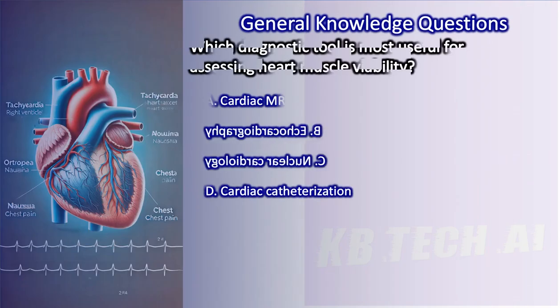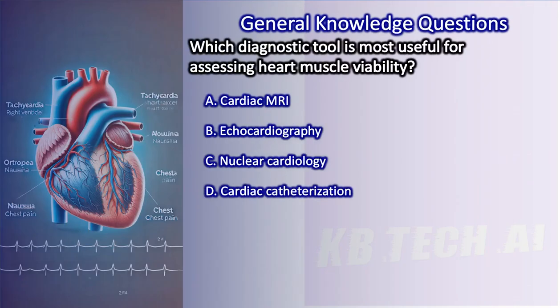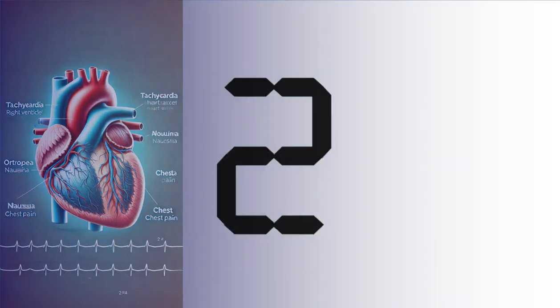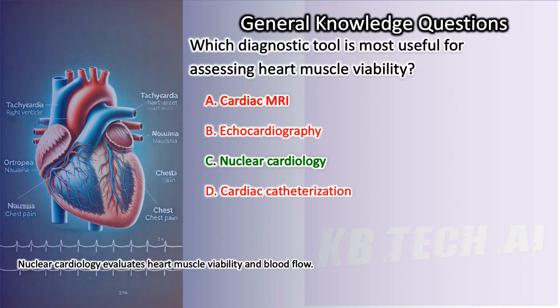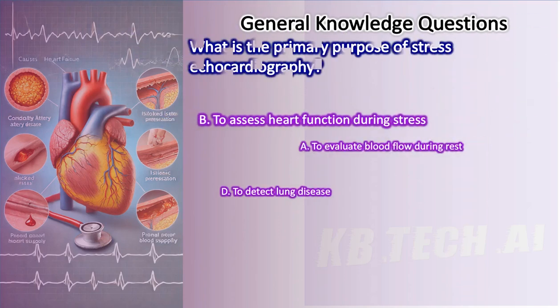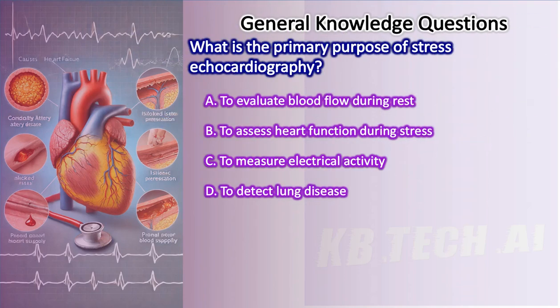Which diagnostic tool is most useful for assessing heart muscle viability? Option 1. Cardiac MRI. Option 2. Echocardiography. Option 3. Nuclear cardiology. Option 4. Cardiac catheterization. The answer is option 3. Nuclear cardiology.